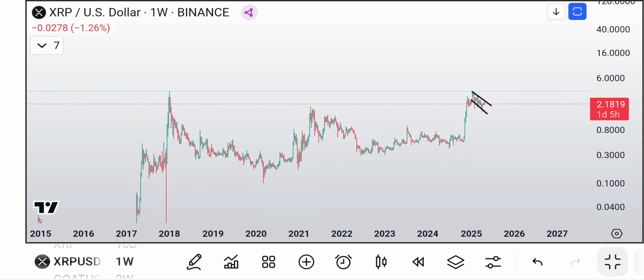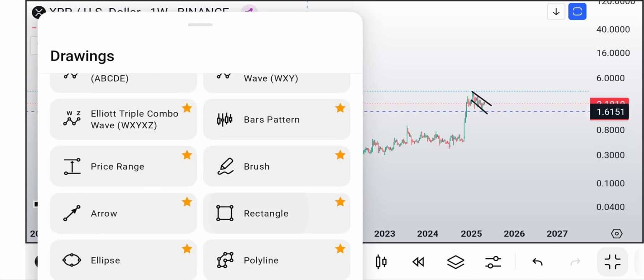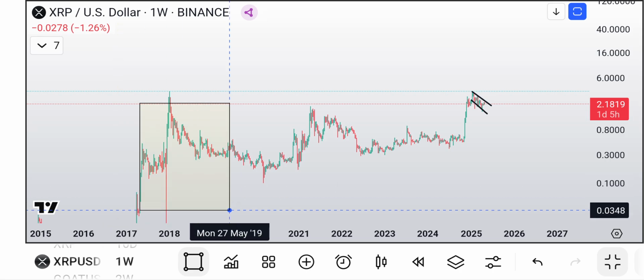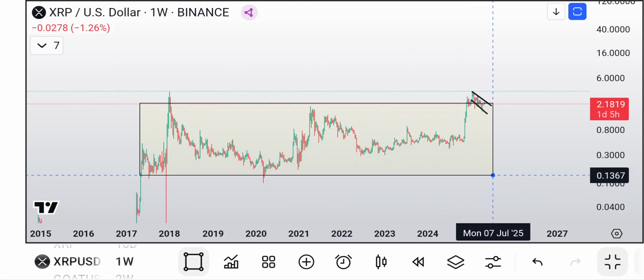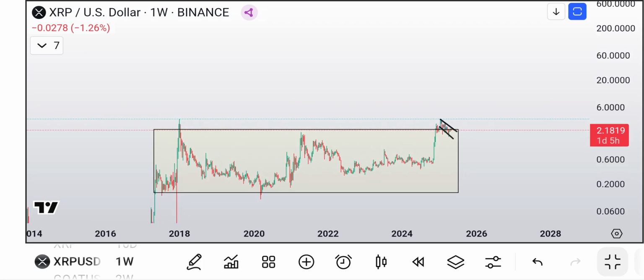Because again, XRP put in a lot of work. XRP put in 7 years worth of work to go sideways. Again, I can't stress enough how important a sideways base is. It's basically the building block of the platform. You cannot build a skyscraper without a platform, without a base, right? So XRP probably has the strongest support system of any crypto. XRP has more support than any crypto on the planet.